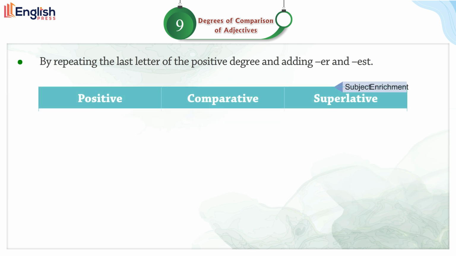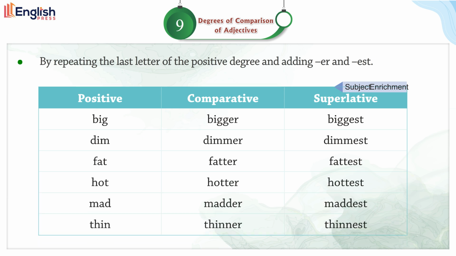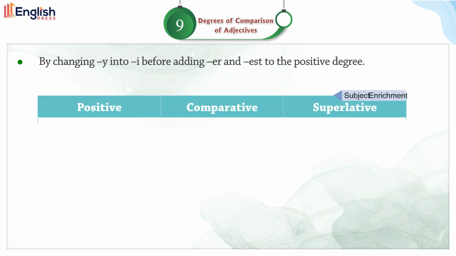By repeating the last letter of the positive degree and adding er and est. Positive, comparative, superlative: big, bigger, biggest. Dim, dimmer, dimmest. Fat, fatter, fattest. Hot, hotter, hottest. Mad, madder, maddest. Thin, thinner, thinnest.